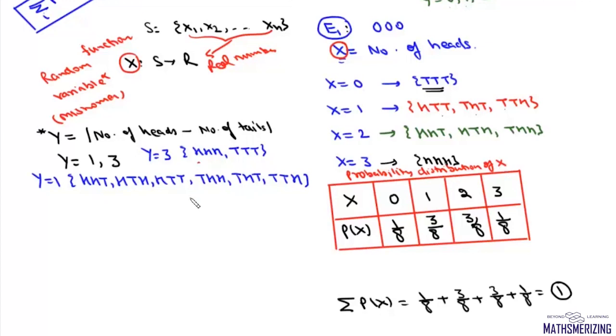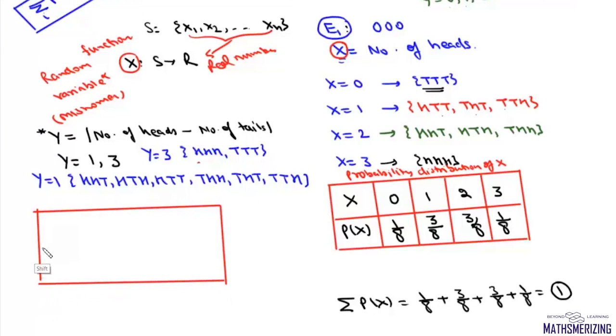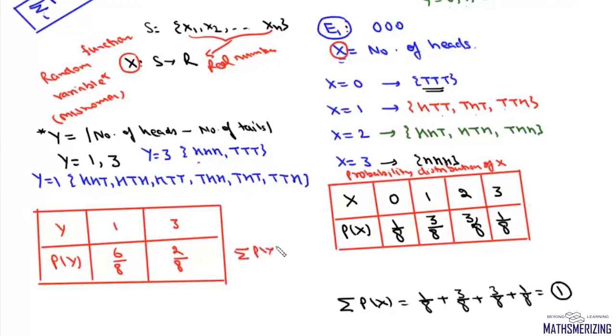And the same way we can find the probability distribution for this y. So we have y and p of y. Now y can take two values, 1 and 3. The probability of getting 1 is 6 by 8, and the probability of getting y equals 3 is 2 by 8, and again the sum of all probabilities is 1. So this is how we define a probability distribution.